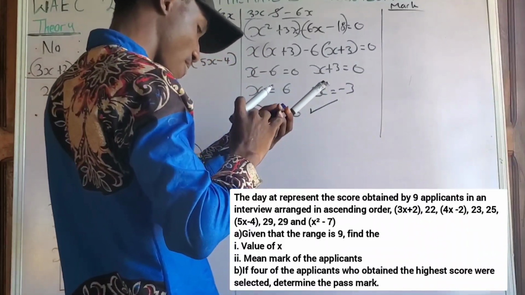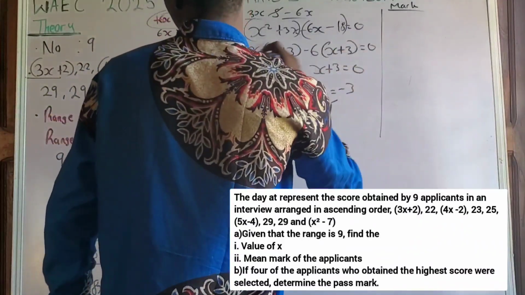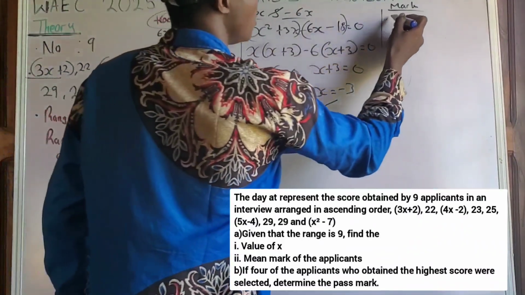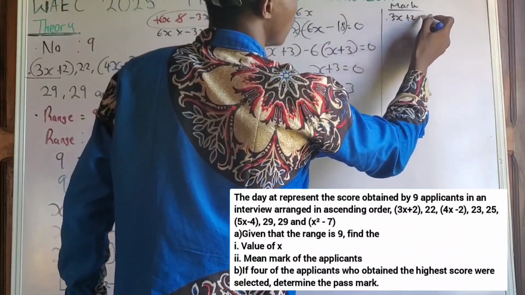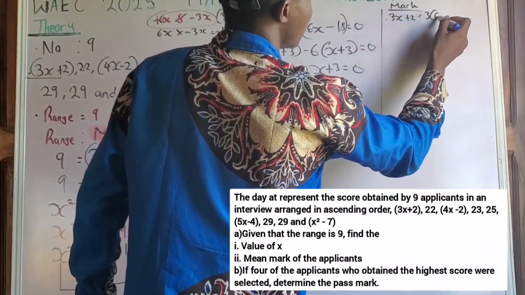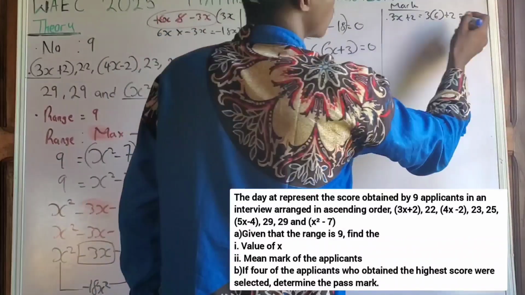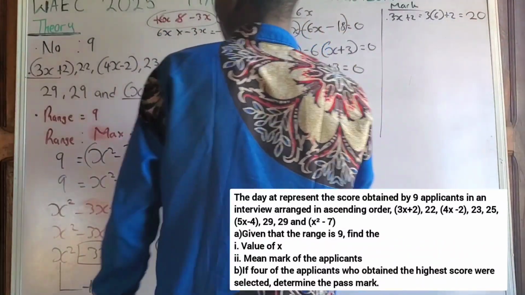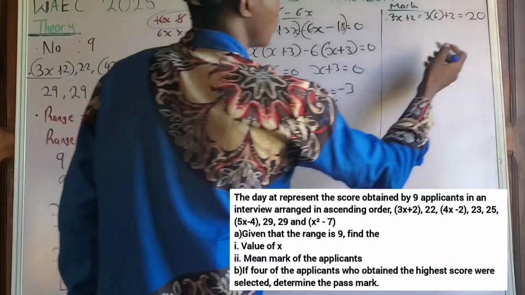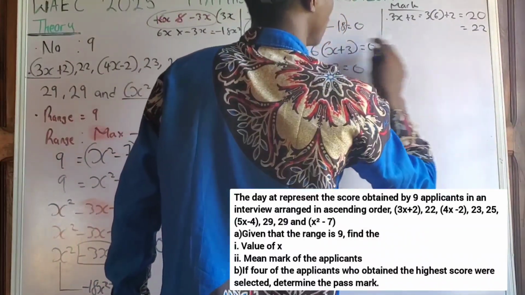The mark of the applicant, 3x plus 2, will be 3 times 6 plus 2. 6 times 3 is 18, 18 plus 2 is 20. That is 20. The second one is 22, so there is no need to compute it. The second one is 22.